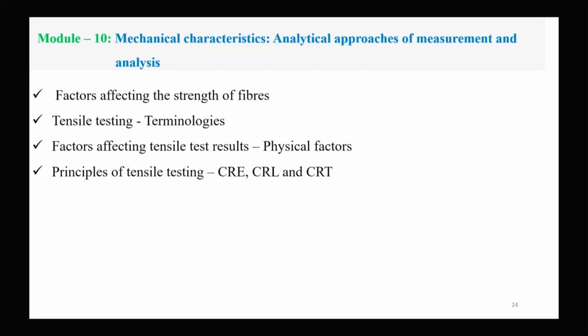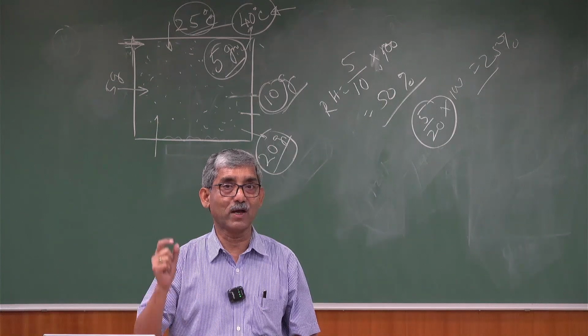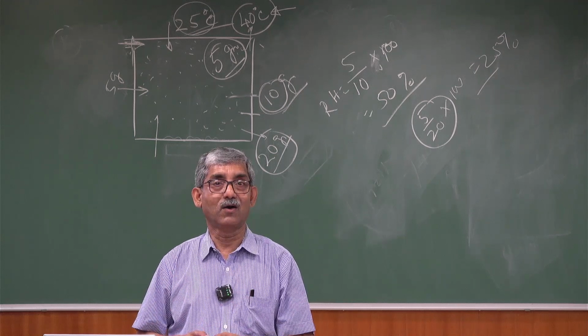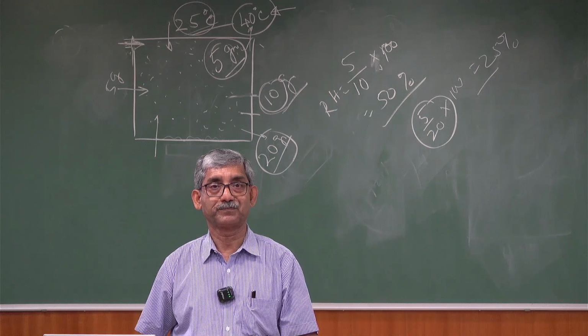And people get confused. The first question is, why do we have three different types of testing when we can have only one UTM where constant rate of elongation is there? What is the implication of constant rate of loading? Why do you use constant rate of loading? Why do you use constant rate of traverse? So these are all we will discuss.